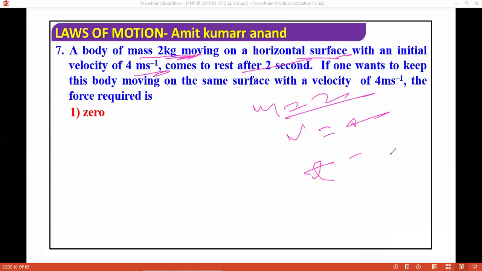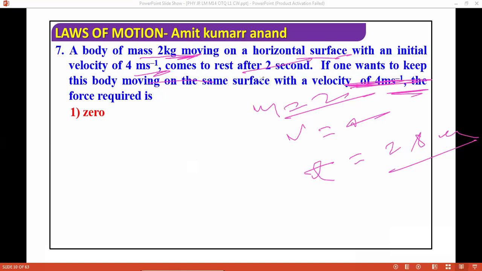So after these 2 seconds, it comes to rest. If one wants to keep this body moving on the same surface with a velocity of 4 meters per second, the force required is... So first, what I will say: if one wants to keep it moving at 4 meters per second, ignore this velocity.